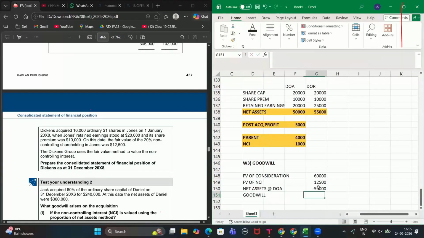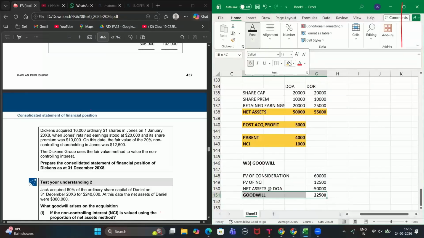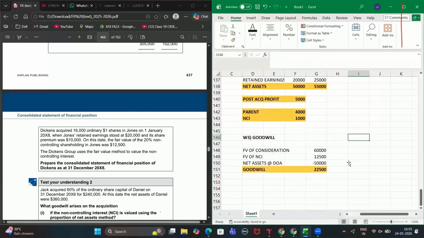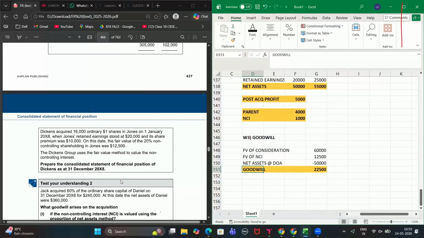What is the goodwill? 22,500. Is it clear, guys? Is there any goodwill impairment happening in this scenario? No. So what will this goodwill be? If there is no impairment, this will be the goodwill at date of reporting. Got it? Is it clear, guys?